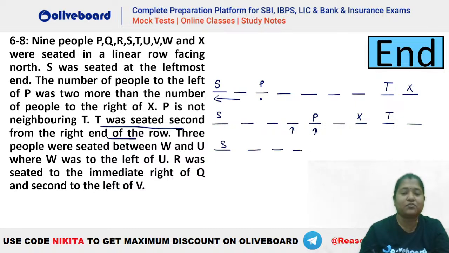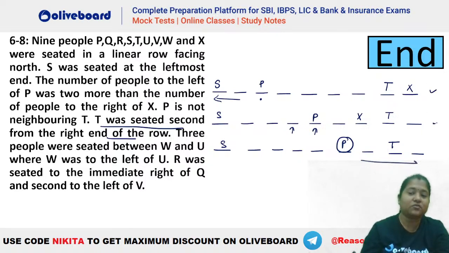Do we have 1, 2, 3, 4, 5, 6, 7, and 8 and 9, right? So let's say if we take P further here, right? This is your P. So now we have 1, 2, 3, 4, 5. So if we have 5 persons here, we should have 3 persons towards the right of X, but now not possible. And P cannot be taken further right because P cannot be a neighbor of T, isn't it? So there are only 2 possibilities that we can have here.